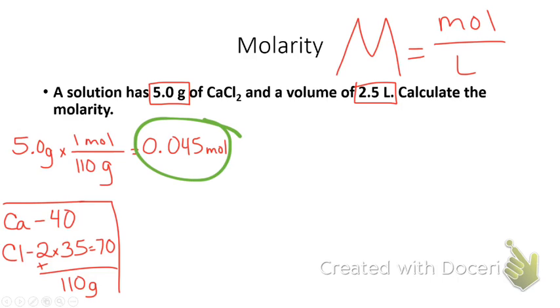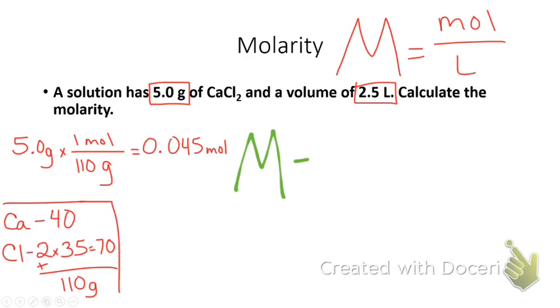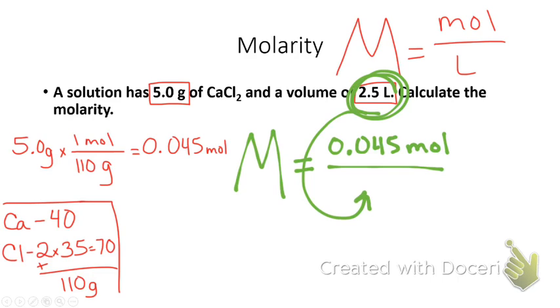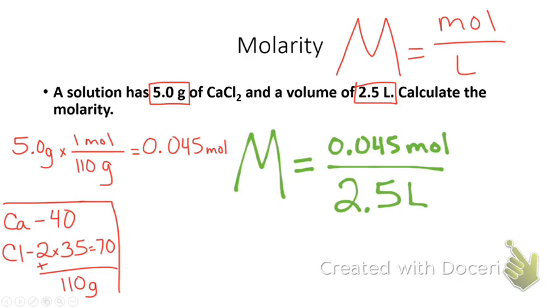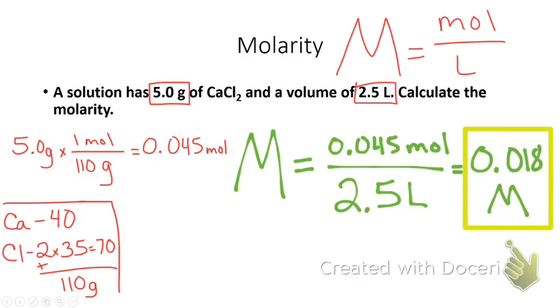Perfect. Now that I've done this little side calculation, I can plug it in to my molarity equation in the numerator for my mole value. Molarity equals the moles I just calculated, so I can plug that in for my numerator, 0.045 moles, depending on how you round. And then this problem actually gave me liters. That was right there in the problem, so I can toss in 2.5 liters, go ahead and divide, and you should get your molarity of about 0.018, and my unit will be capital M, again representing molarity. So there's my final answer.